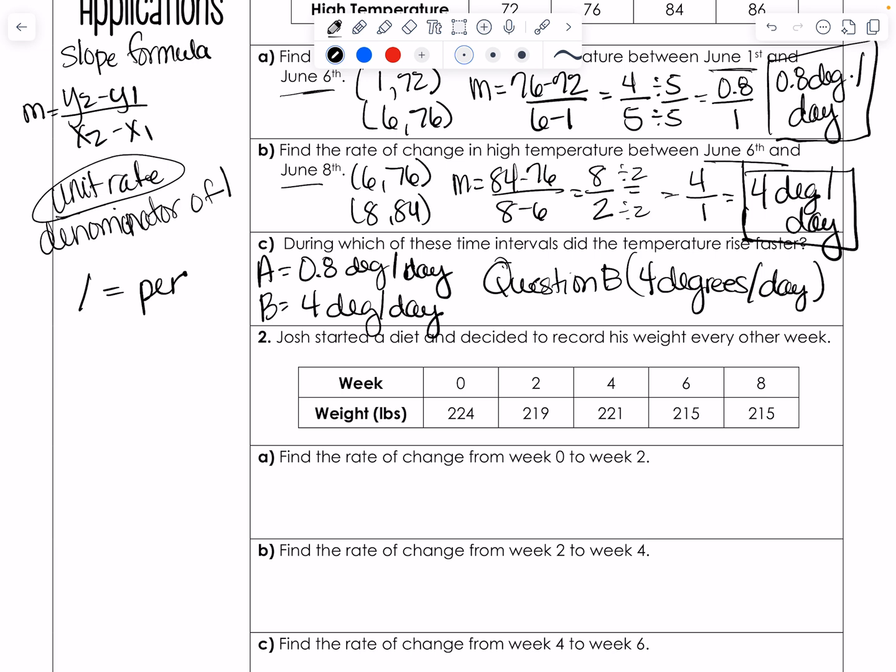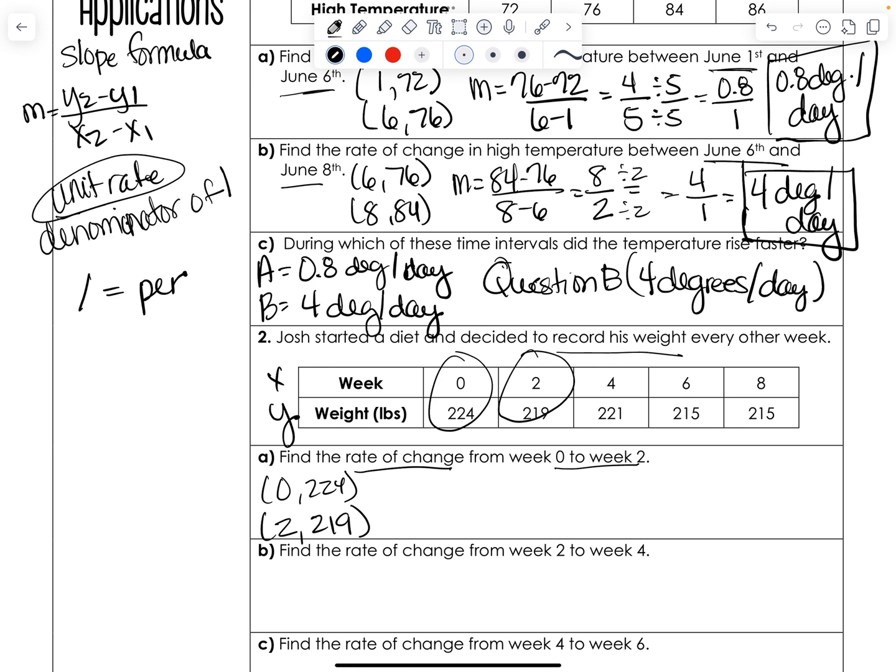If we look at number 2, you have your X and your Y, and then we have our weeks. So we have 0, 2, 4, 6, 8, so it's every other week, and we're trying to record the weight of Josh, who started a diet. So to find the rate of change from 0 to 2, you're going to do 0 and 224 and 2 and 219. This is where I get my numbers from.